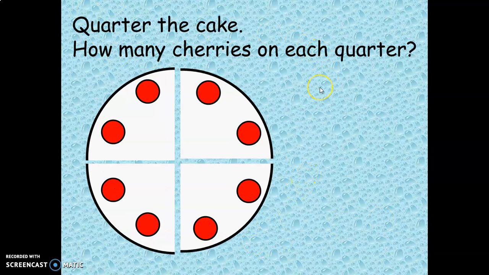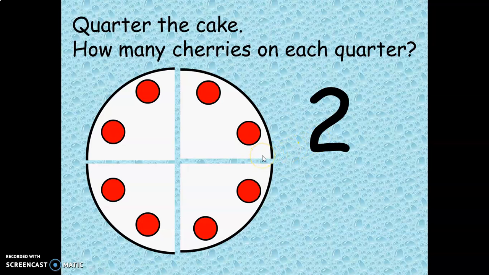What if there are 4 of you, and you would like to share the cake equally? What will you do? You will quarter the cake. We have cut the cake into 4 parts. How many cherries are on each quarter? This is 1 quarter, another quarter, another quarter, and another quarter. In 1 quarter, there are 2 cherries. So our answer is 2.